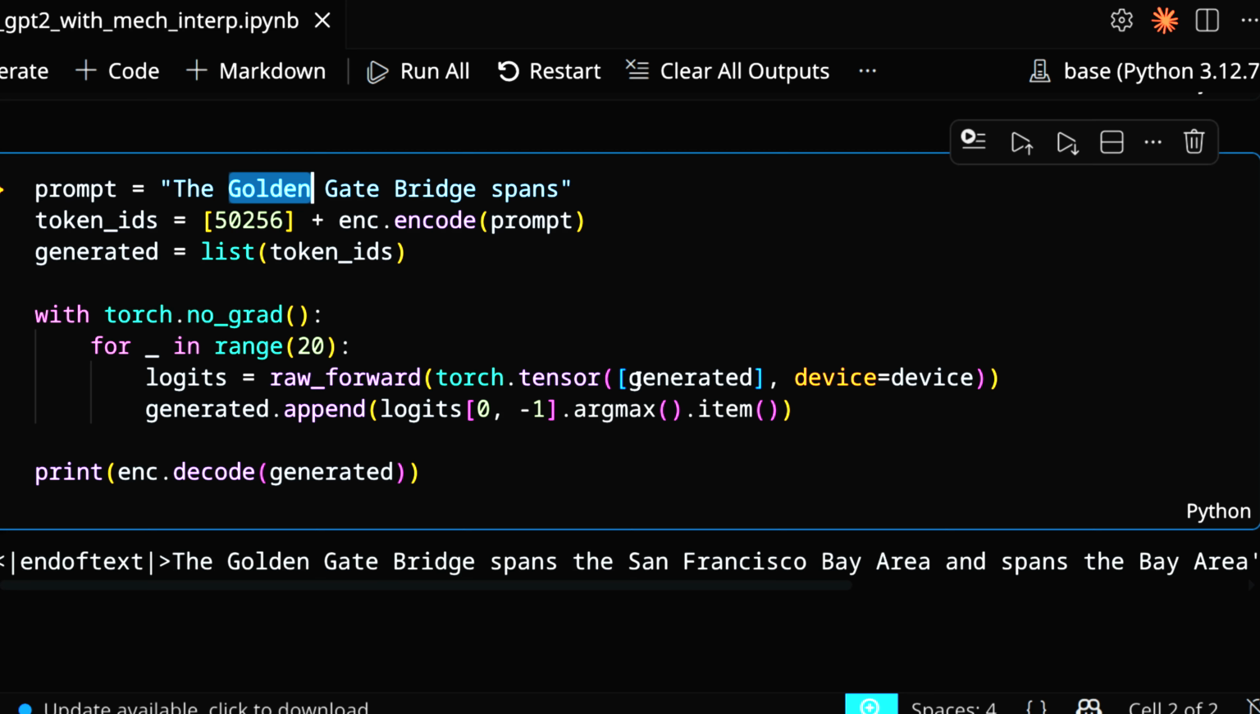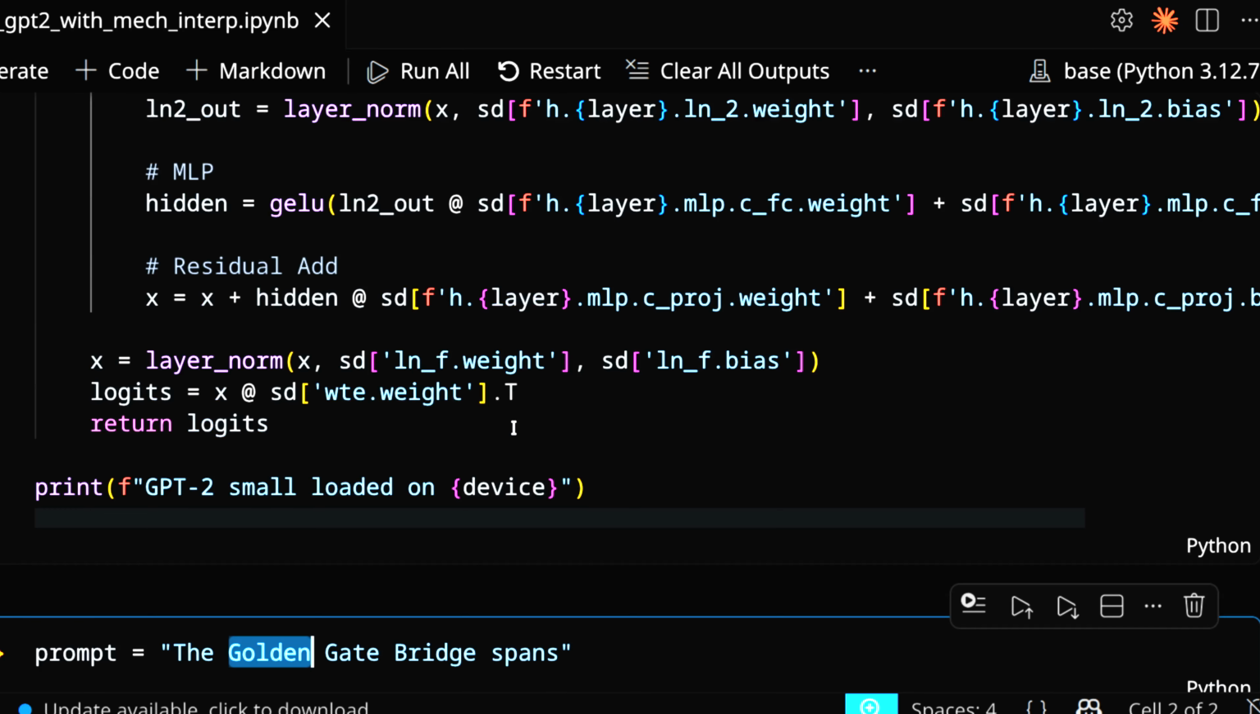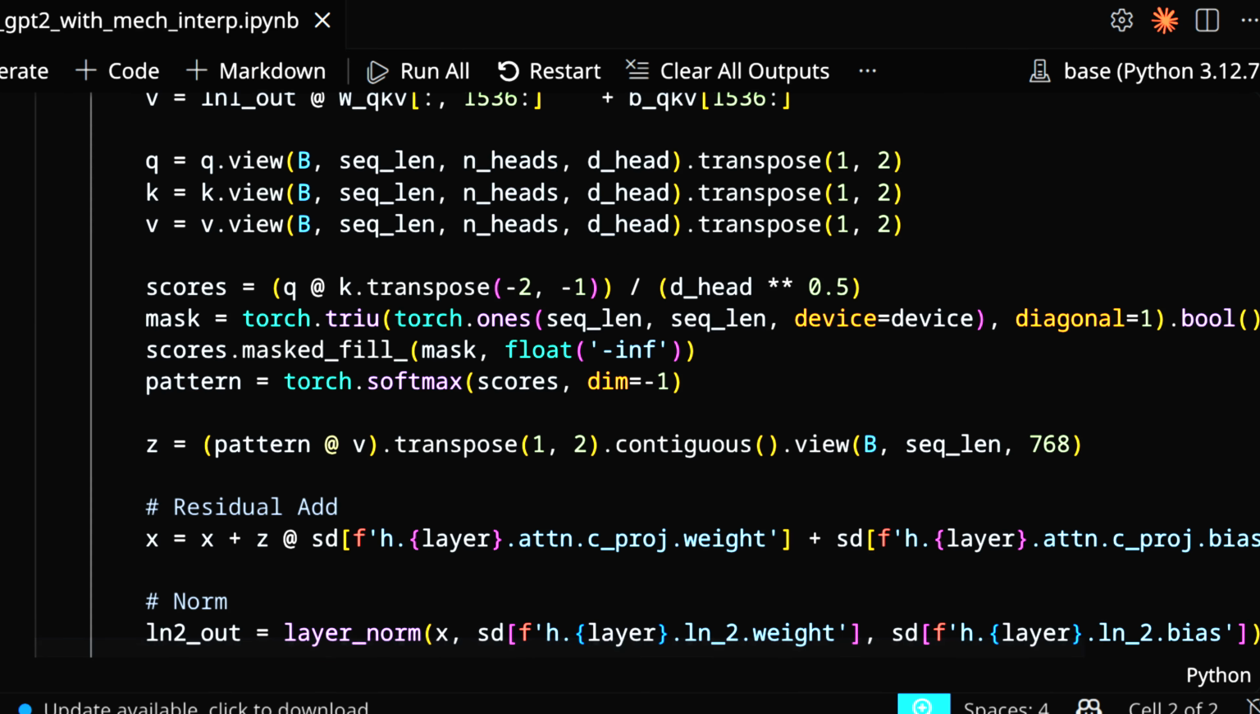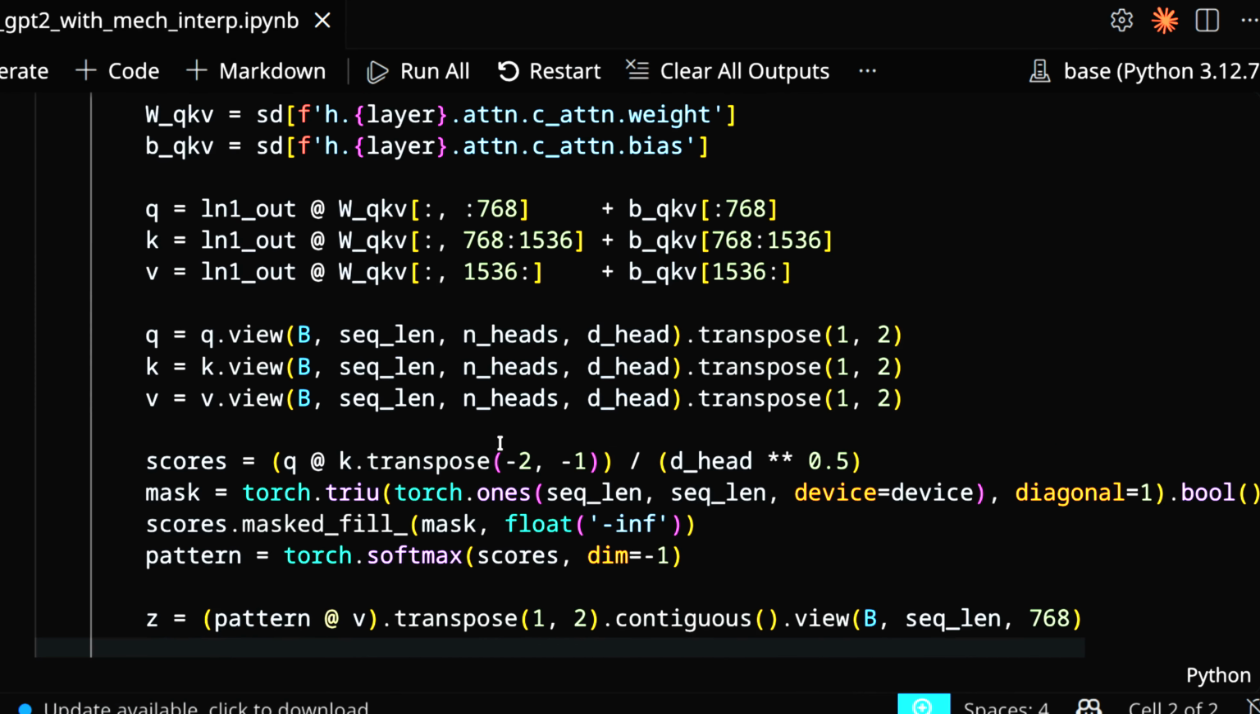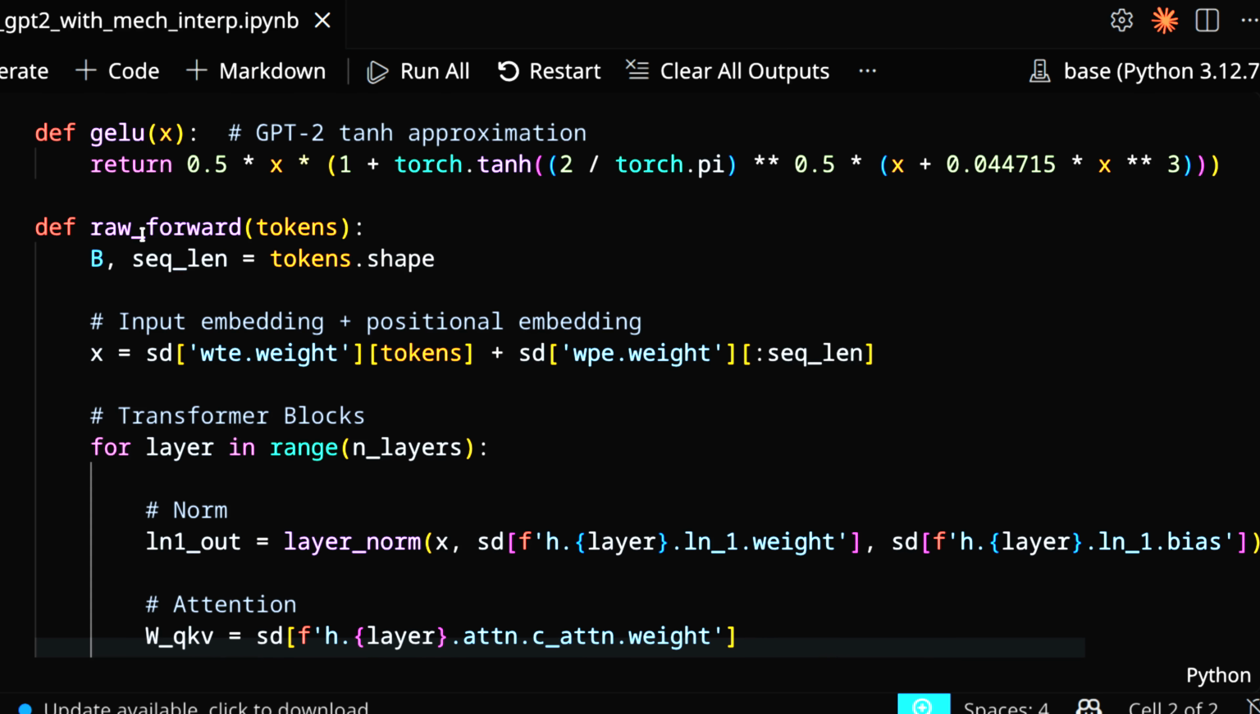Then that box goes into here and it's unpacked, converted to a tensor, and placed on the device, like a GPU or a CPU. Then the results of that go into the raw forward function, which is right here.